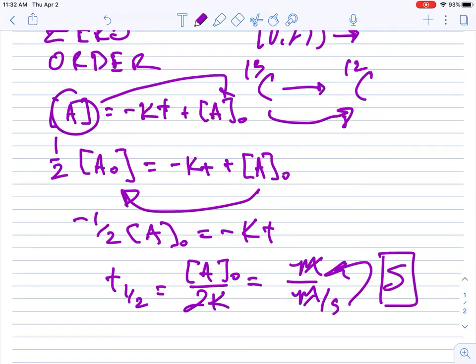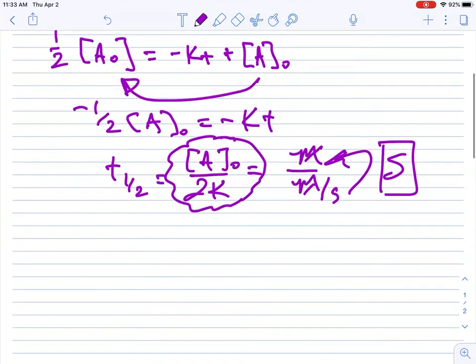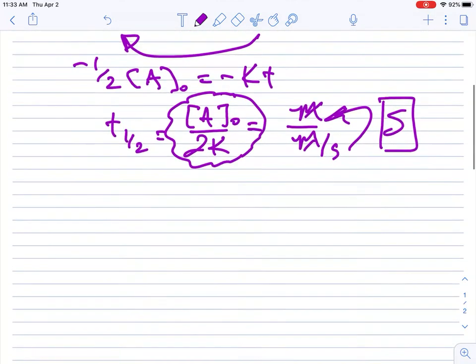Here's what's important: if it's a zero order reaction, and again, zero order reactions are very rare, then your half-life is dependent upon two things: the initial concentration and the value of k. If you have a higher concentration, you're going to have a longer half-life. If your k value is larger, your half-life is going to become smaller. So this is just the process. Zero order reactions are the most rare, so probably not going to see that.